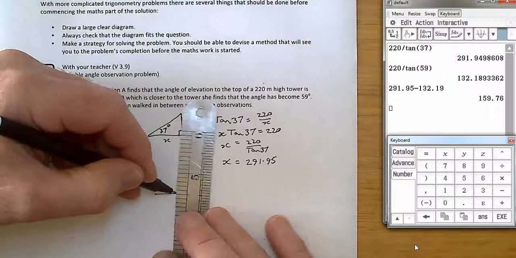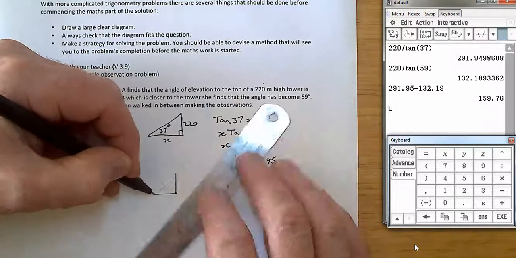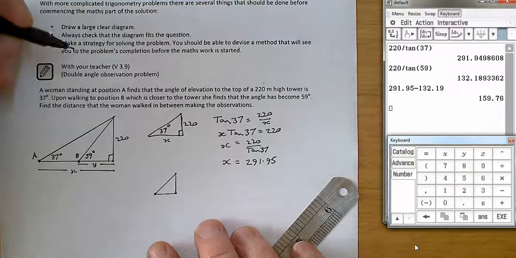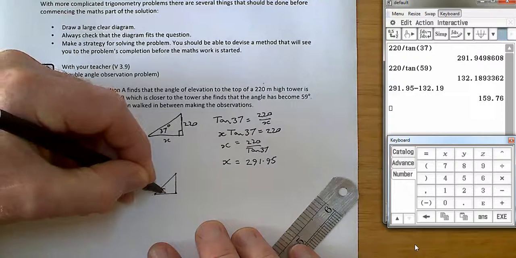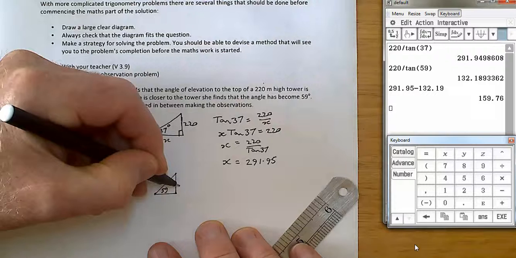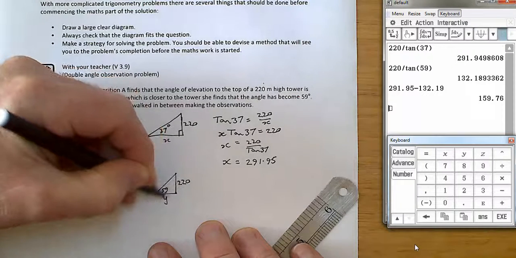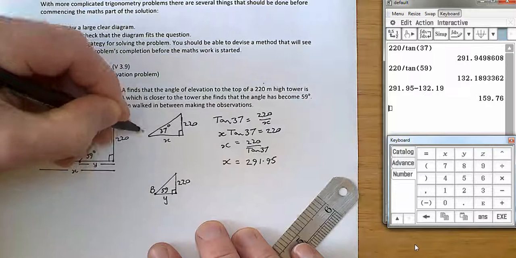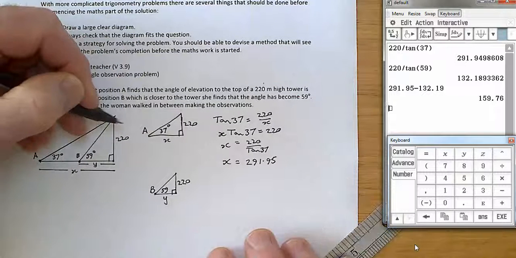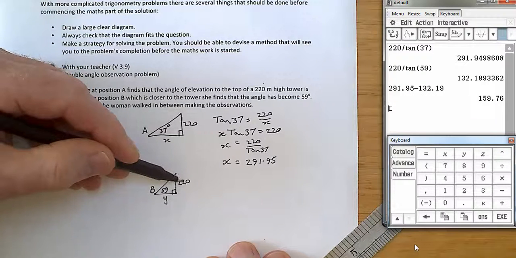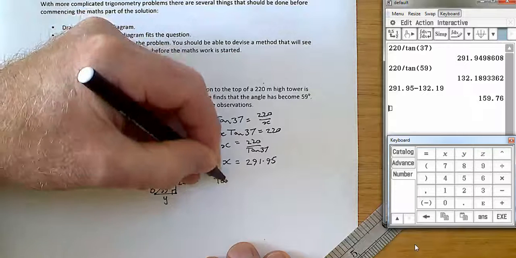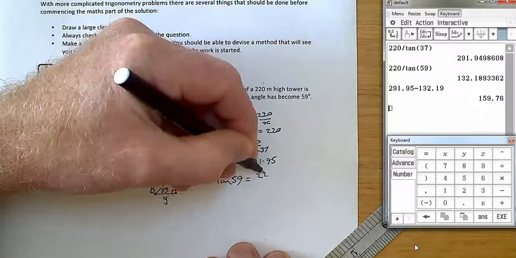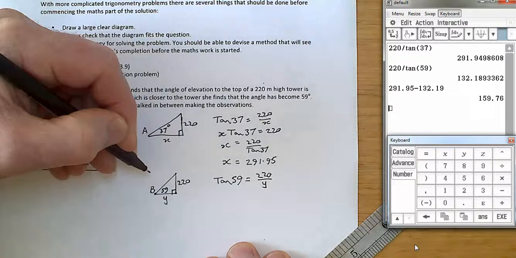Now, if we were to have a look at this small triangle here, this is the triangle with B in it, and we had an angle of elevation of 59 degrees. That's 220, and we can work out distance y. This is point B, this is the one with point A in it. Okay, so we'll say which sides are involved, opposite and adjacent again. It's a tan question. The tan of 59 equals opposite 220 divided by adjacent y.